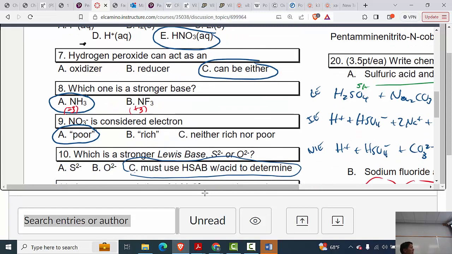Which one is the stronger base? Ammonia or nitrogen trifluoride? Bases need a lone pair. Both of those have a lone pair. And we want negative charge density because it's got to share some electron density. Ammonia is going to have negative charge density on the nitrogen, whereas nitrogen trifluoride has positive charge density here. And so, if this is already at +3, it's not really going to be willing to give up electron density.